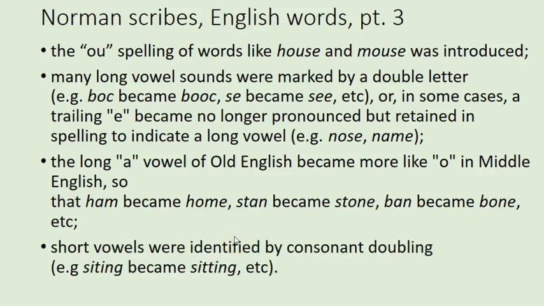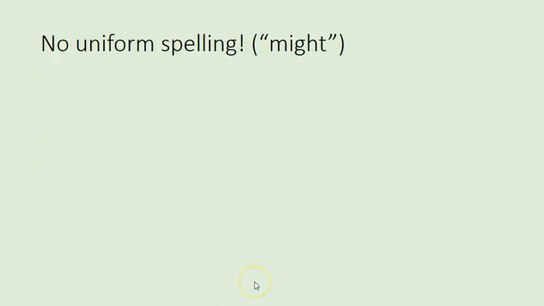And short vowels were identified sometimes by consonant doubling. So with sitting, we know that this is not sighting, but sitting, because we use a double consonant after it. But there was no uniform spelling. There were no rules. You just wrote it however you wanted. And so we don't get standardized spelling until the 18th century.